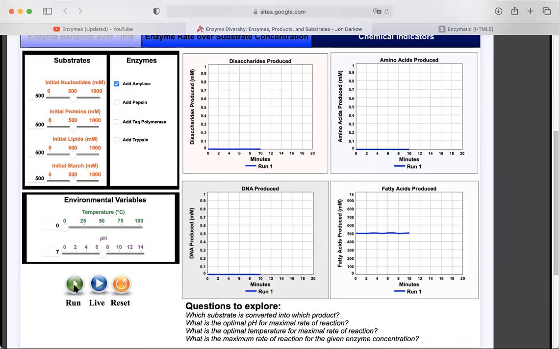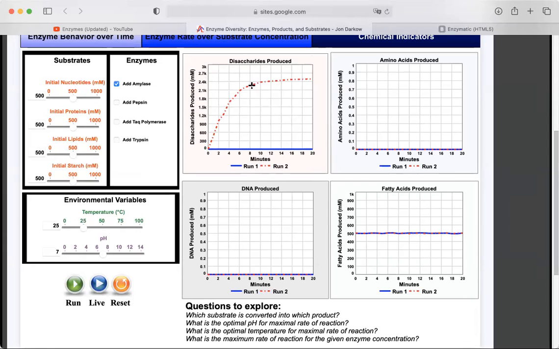And then what you'll do is you'll run the experiment. So right now you'll see that really nothing happened in DNA, fatty acids, or amino acids because we didn't add the enzymes that helped break those down. We're focused on the disaccharides being produced. So let's change our temperature to 25, keep the pH neutral, and we'll run it again.